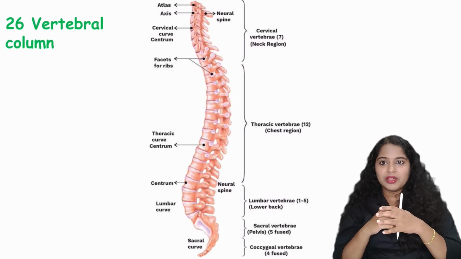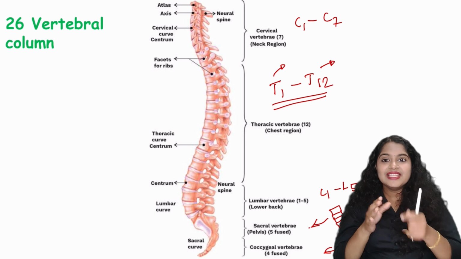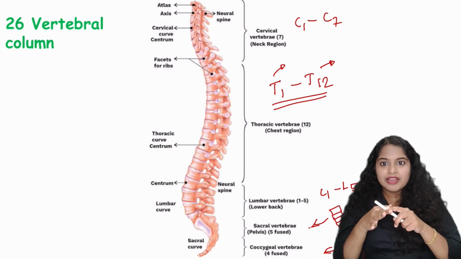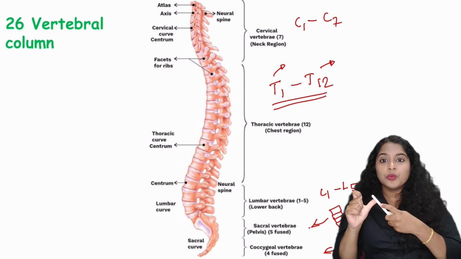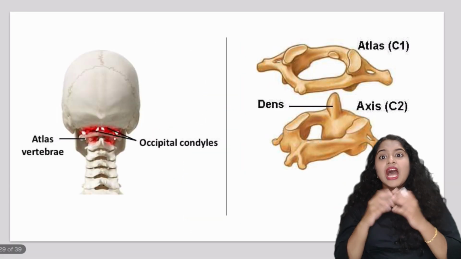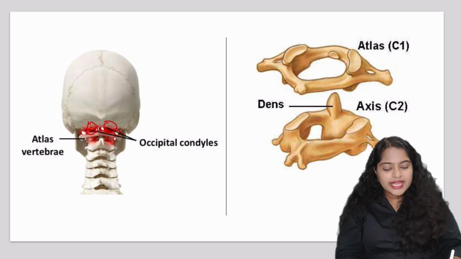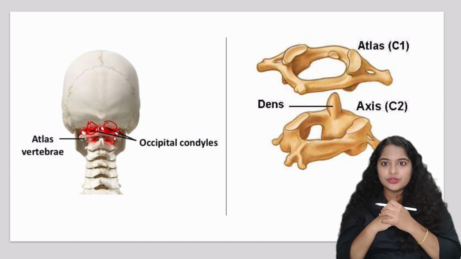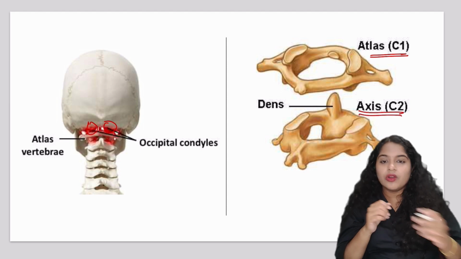Coming to the vertebral column, there are 26 vertebrae present in our vertebral column. That is 7 cervical vertebrae, 12 thoracic vertebrae and 5 lumbar vertebrae. Then we have 1 sacral vertebra, which is a fusion of 5 bones, and 1 coccygeal vertebra, which is a fusion of 4 bones. Our skull is dicondylic. Why is it called dicondylic? Because there are 2 condyles to which your vertebral column attaches. The first vertebra is called the atlas and the second vertebra is called the axis.